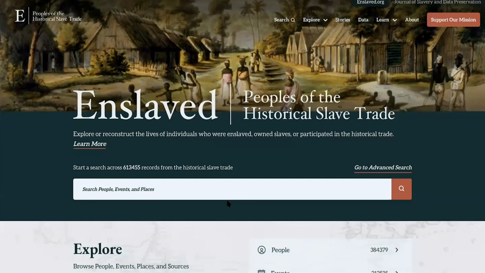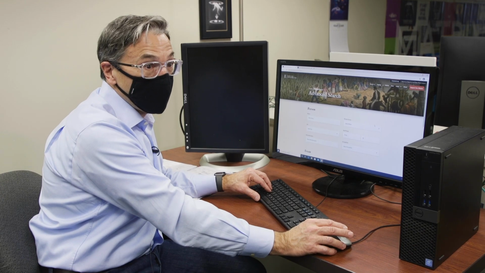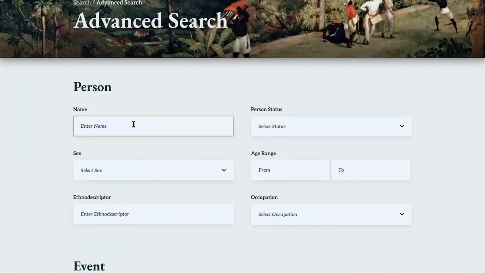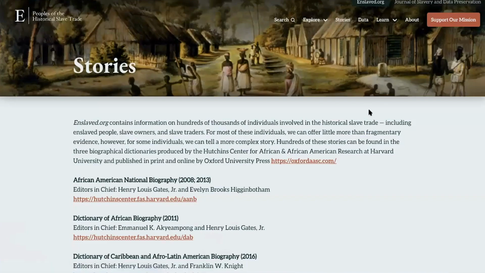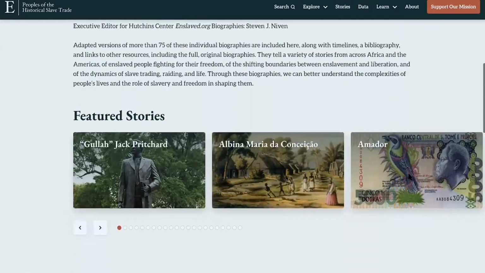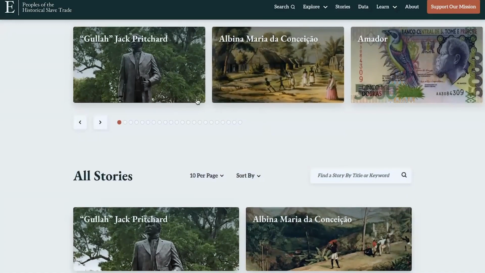Users of the Enslaved.org website, if you click on Advanced Search, if you were interested in finding information about an enslaved person, perhaps a relative, you would enter that name right here under Person. If you click on Stories, it takes you to a page where we have biographies of individuals who we have particularly rich information about. And you can scroll down here and you can see we have some featured stories about enslaved individuals.